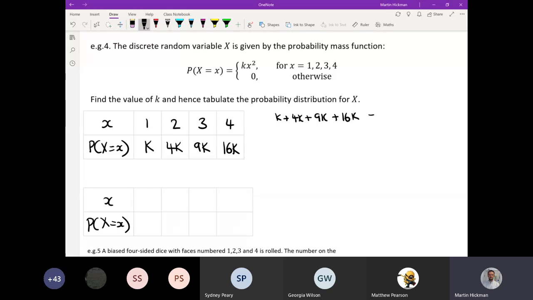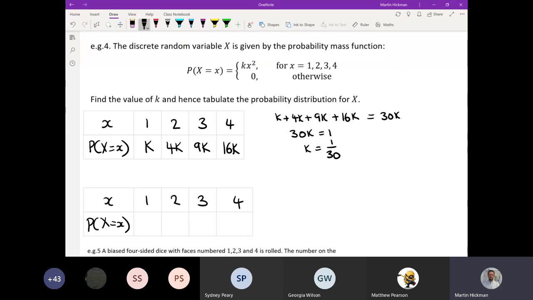So yeah, we're going to add up the probabilities here in terms of k. So we get 30k when we add that all up. So we know that 30k equals 1, and then just simply divide both sides by 30. So now what I'm going to do is draw out the table again, but now I can just simply sub in that k equals a 30th.